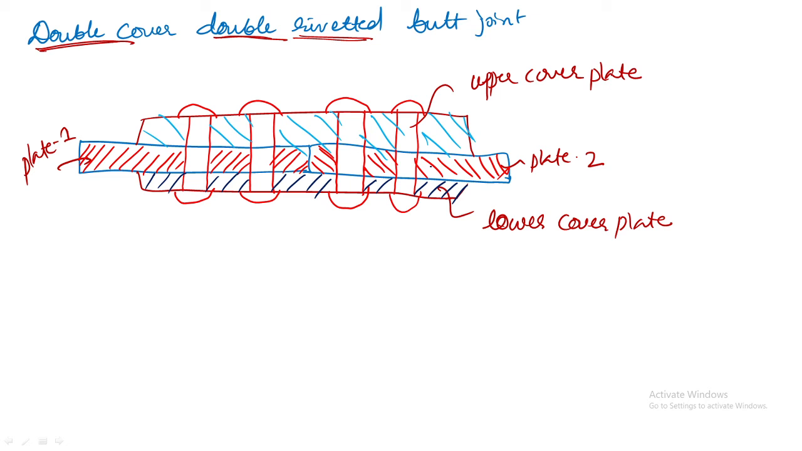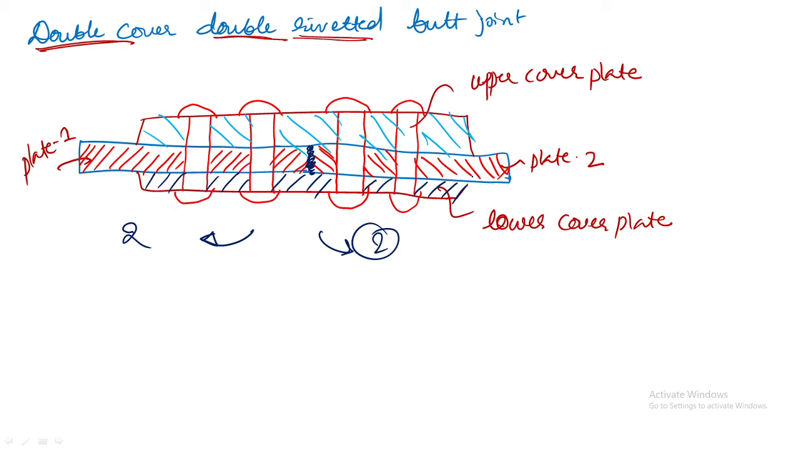Right. Now, how many rows of rivets are visible here? This is a butt joint. On the left side you have two, on the right side you have two. Two rows.